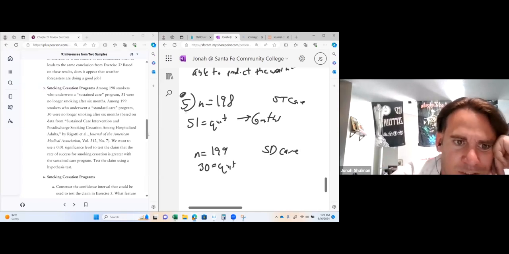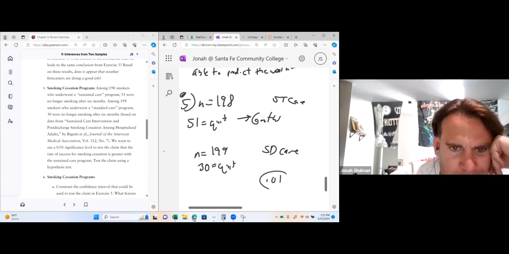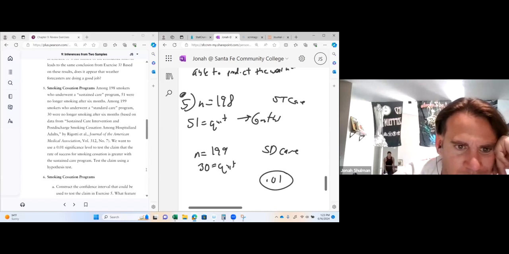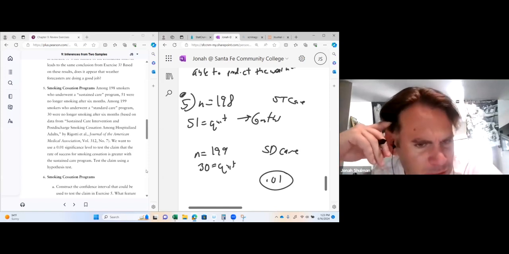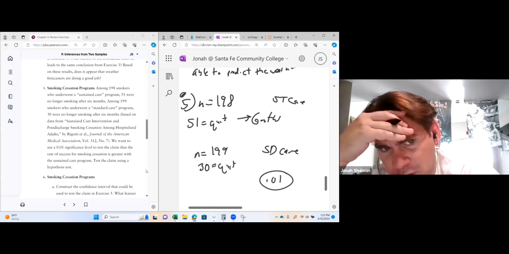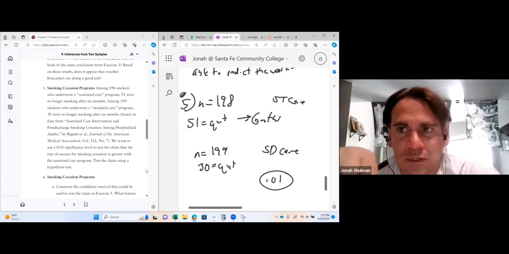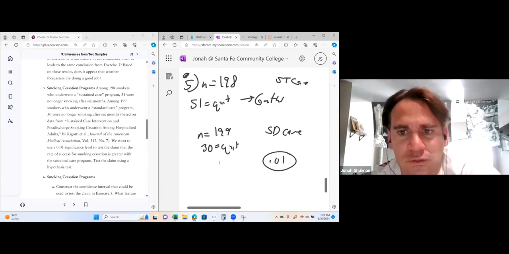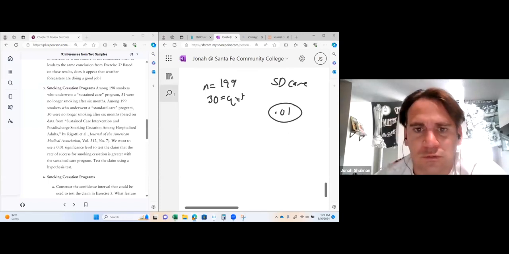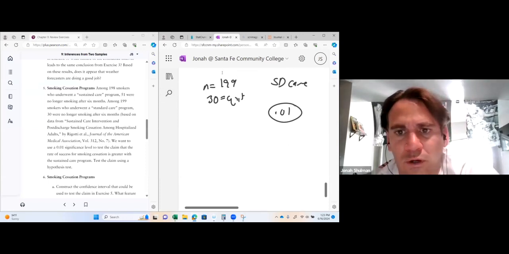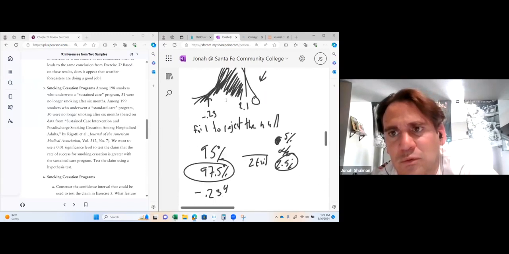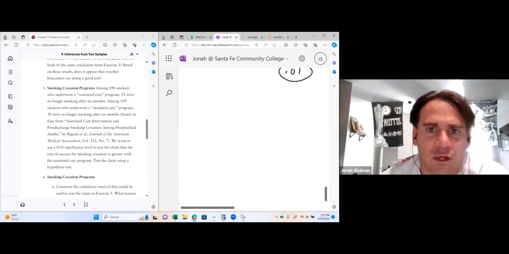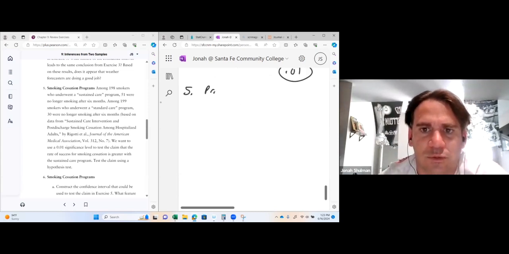Journal of American Medical. We did this one before. This is a really good journal. We want to use a 0.01 significance to claim that the rate of success response is greater with this program. All right, so for number 5, we don't have means here. So we just have to do the probability ones. So that means we're going to be using z-scores. It's like the proportion one. So for number 5, we're using proportions.